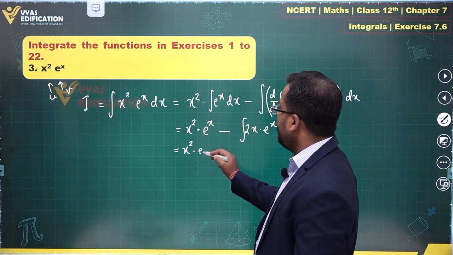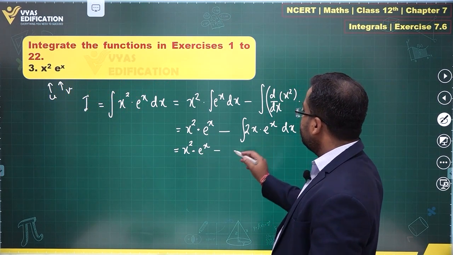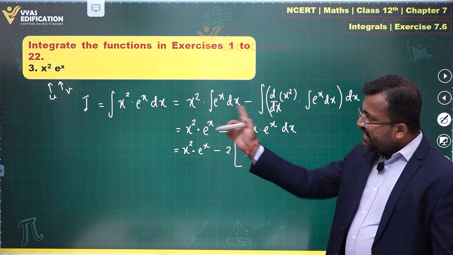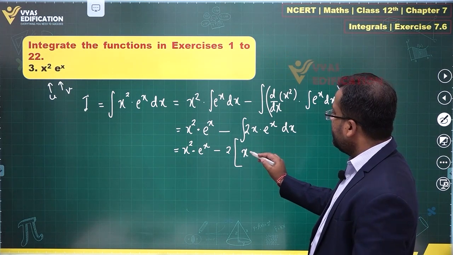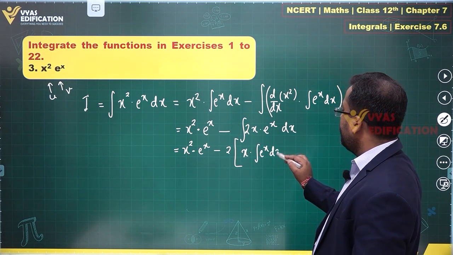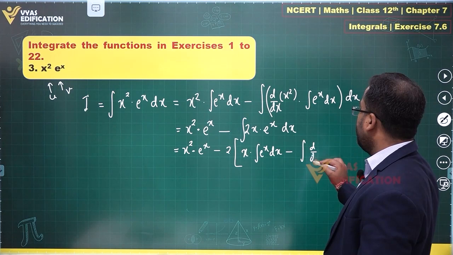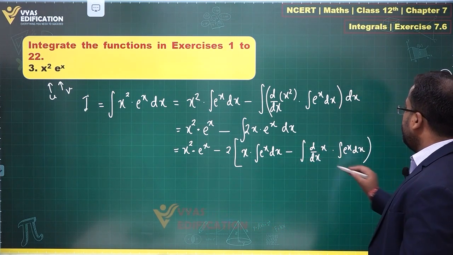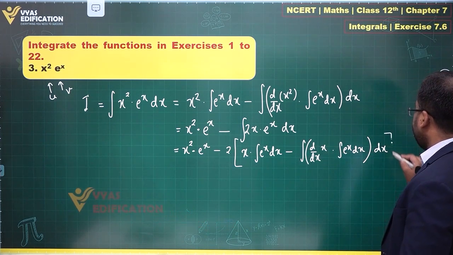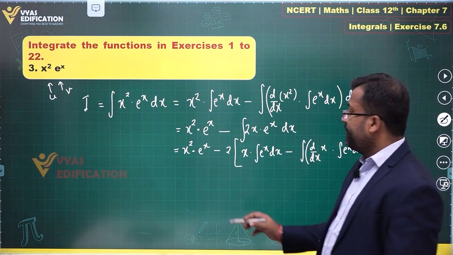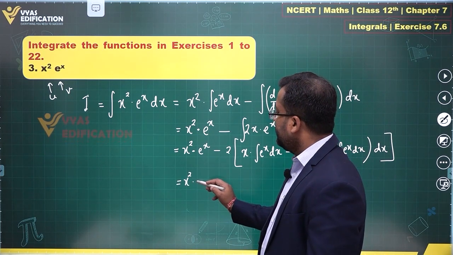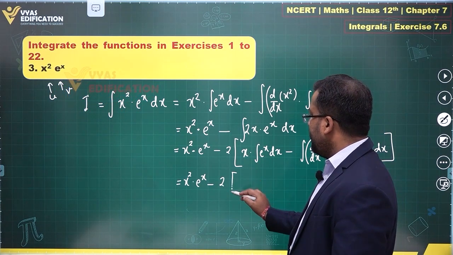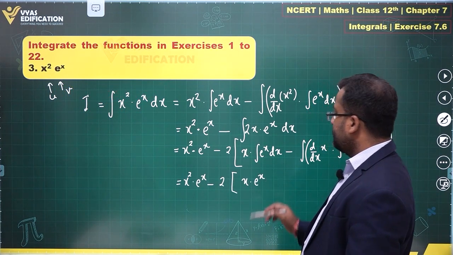This x square e power x is okay, minus this 2 can be taken out, and the integral of x into e power x will follow that same trend. This is the first function times integral of second function minus derivative of first function, integral of second function, and integral of this. Yes, this is what you get. So this is x square times e power x minus, this is 2, and in the bracket you have x times e power x. Is that okay? Yes.